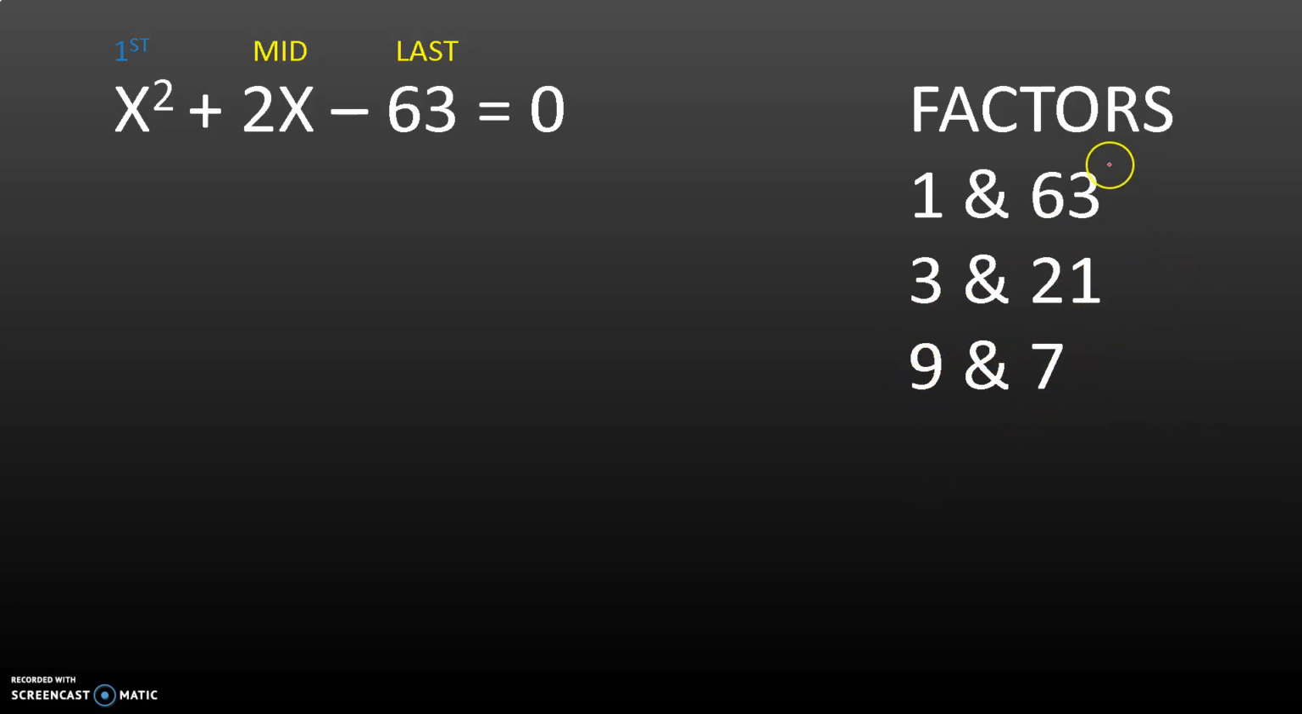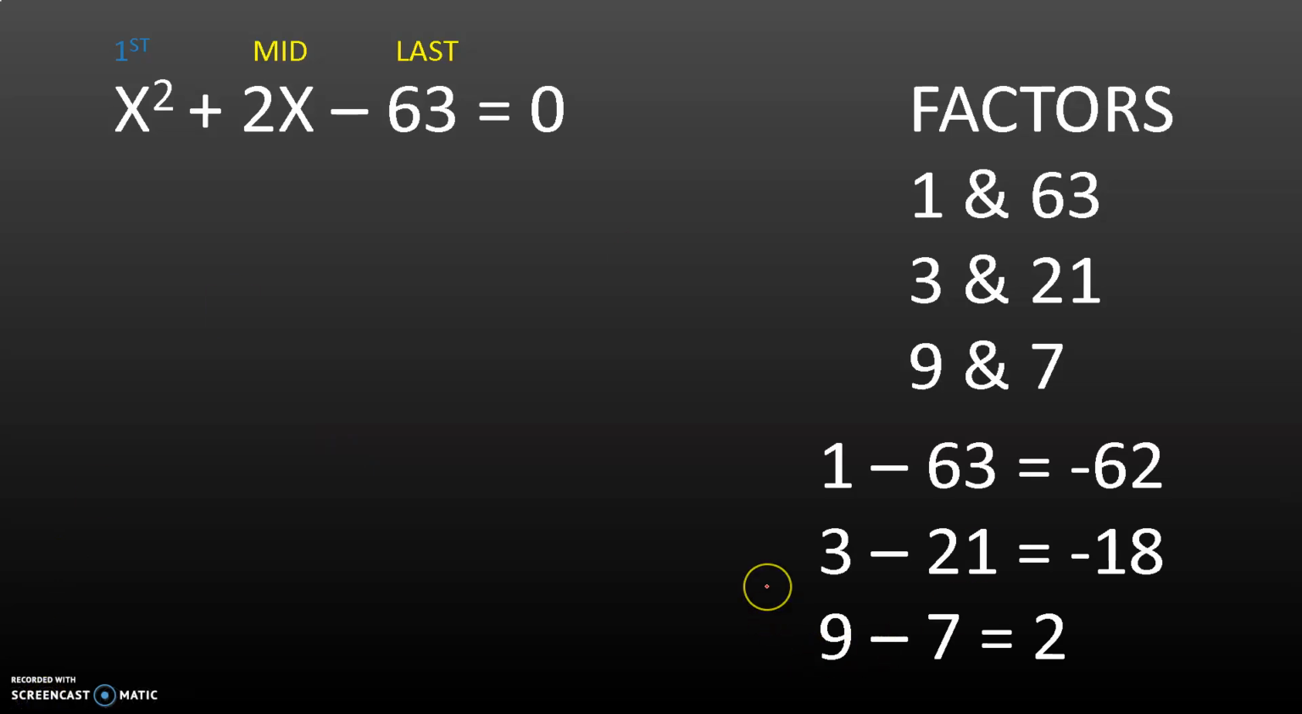In these three pairs, we'll find the difference of each pair. The difference of 1 and 63 is negative 62, or 62 if interchanged. And 3 minus 21 is negative 18. 9 and 7 is equal to 2.